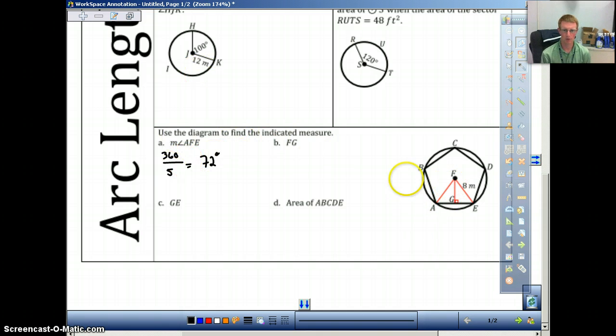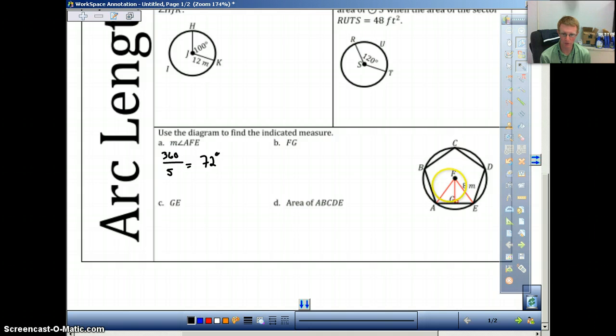The second thing, we want to figure out what FG is. Well, FG we don't know, but we do know that we have a right triangle here, and we also have a side. The problem is we only have one side, which is this radius right here. If we only have one side, and we don't have a second side, we can't use the Pythagorean theorem. Because we only have one of the angles, we can't use the angle sum theorem, so we're going to have to use trig to figure out what FG is.